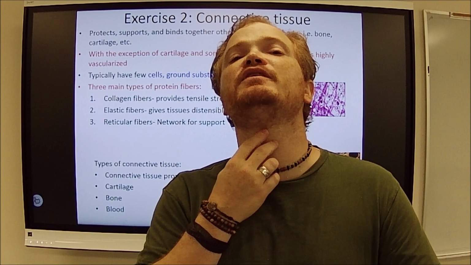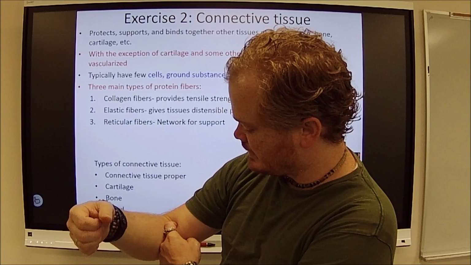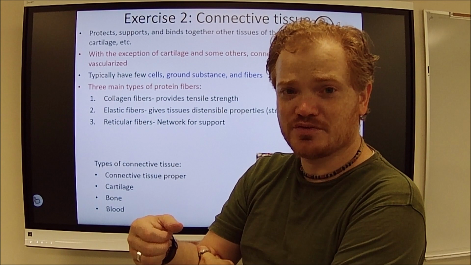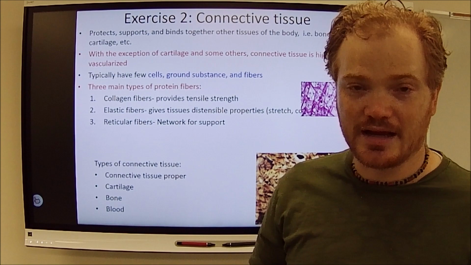If you feel your Adam's apple or the end of your nose and you feel how hard that is, that's collagen fiber. You can kind of come in here to your arm. If you bend your arm just a little bit and take your finger, you can dig in and get a hold of the tendon that connects to your bicep, and you can feel it. It's so tough, man. It feels like a steel cable in there. But then elastic fiber, it's flexible like your ears. Your ears have a lot of elastic fiber in them, and it gets this really flexible texture by comparison.